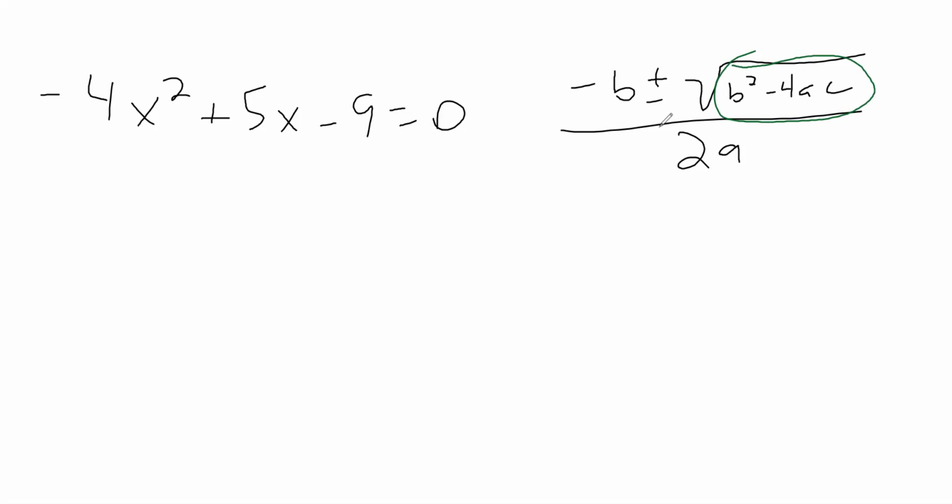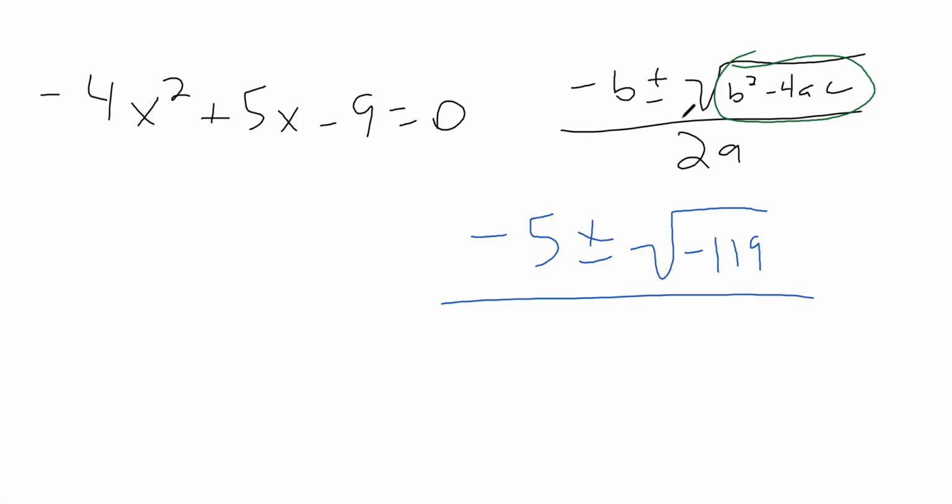Negative b, well, b is a positive 5. So negative b then is going to be negative 5. Then it's plus or minus the square root of, but we already figured out that discriminant was negative 119. So we can write that in there. Now that's where you're most likely to make a mistake, computing that b squared minus 4ac, because there's just a lot of moving pieces going on in there. And all of that is over twice times a, which is negative 4.